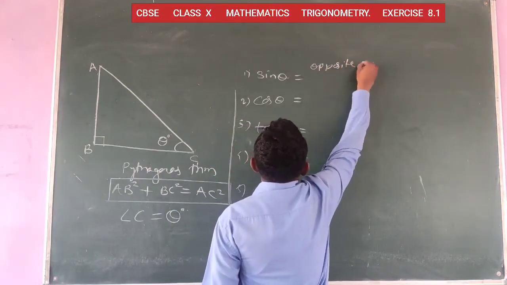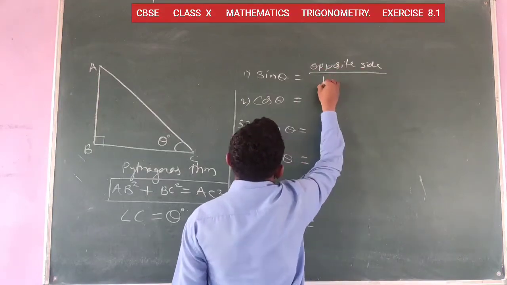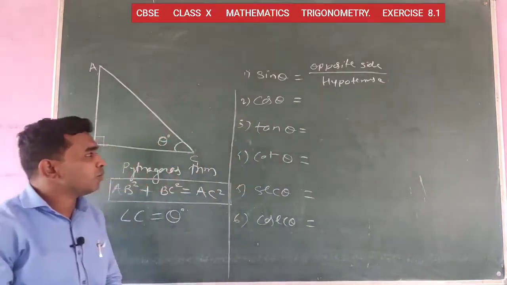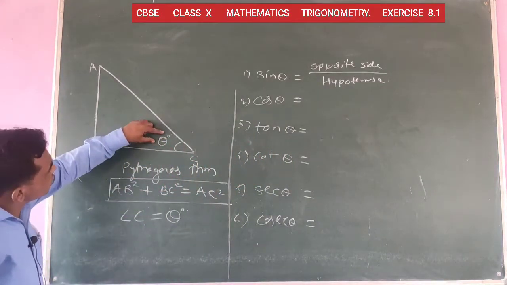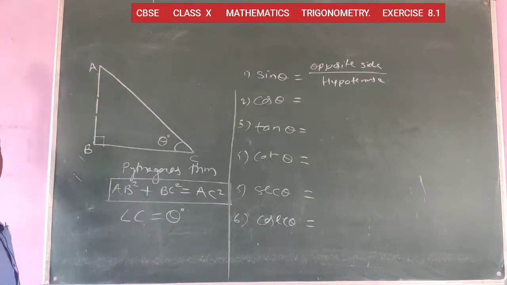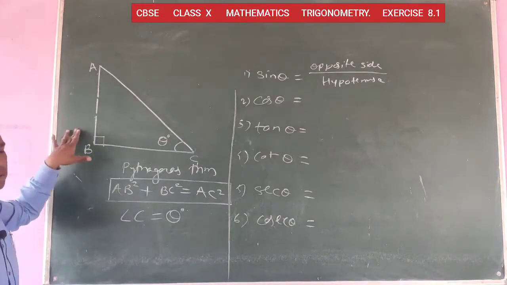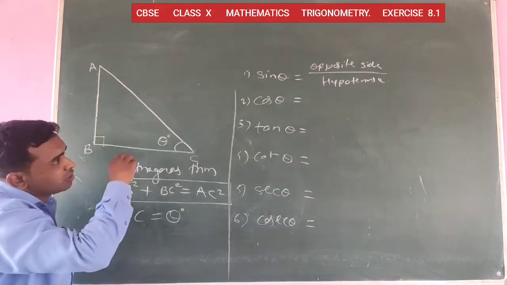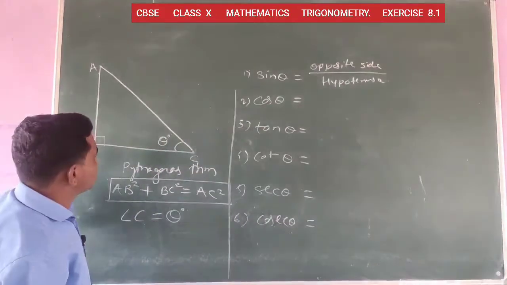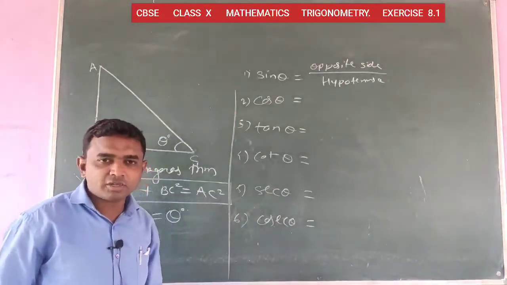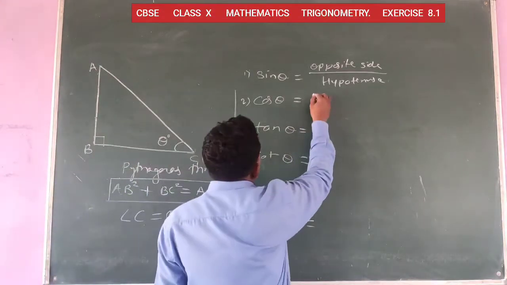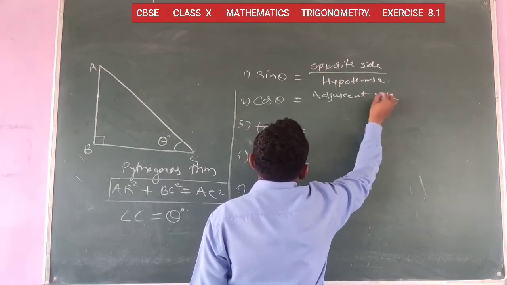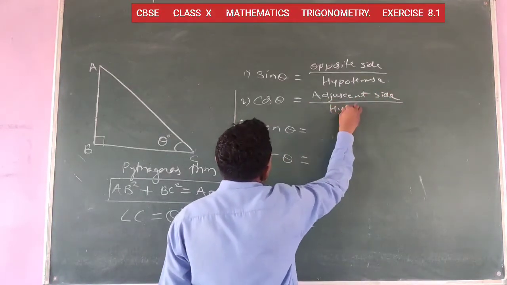Sine theta is opposite side upon hypotenuse. If we consider the angle theta, which side is totally opposite to the angle theta? This is the angle theta, so AB is opposite. So sine theta is opposite side upon hypotenuse. For cos theta, the formulation is adjacent side upon hypotenuse.